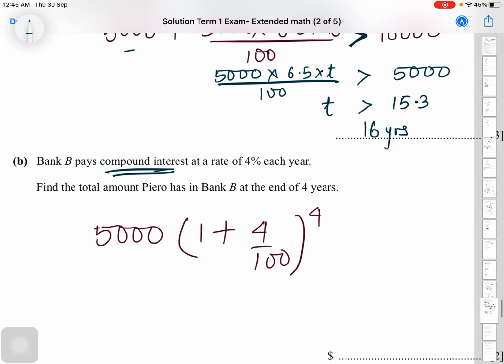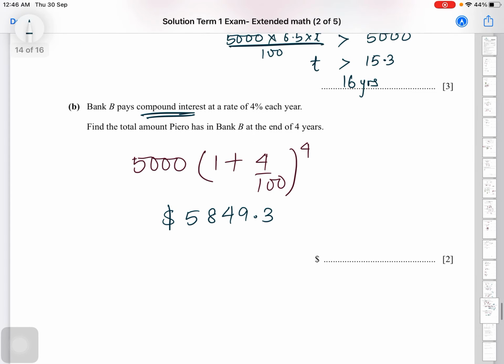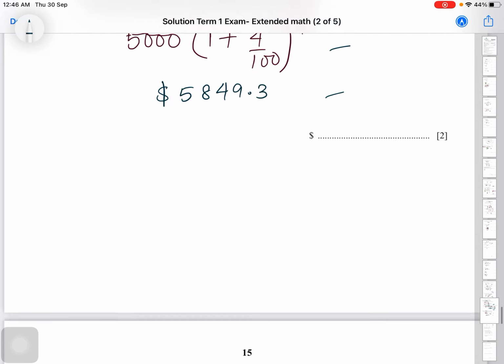Apply the formula. Principal into 1 plus r by 100 to the power of 4. Use your calculator and your answer will come out to be 5849.3 dollars. That will be your answer, and you'll get 2 marks for this. 1 mark for the formula, 1 mark for the answer.